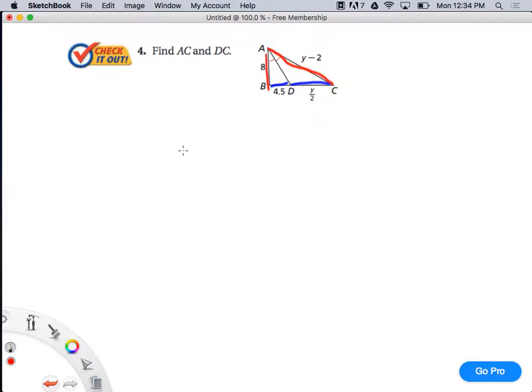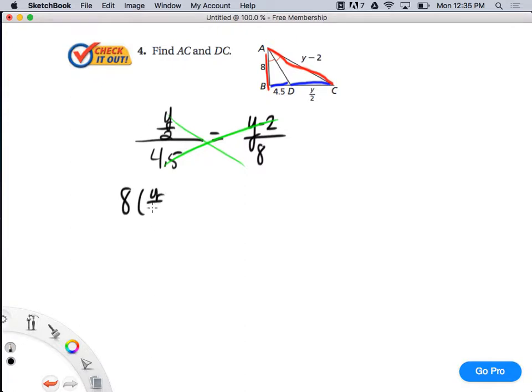Okay. So let's take a look. Y over 2, so blue over 4.5. It's a little weird because there's a fraction there, but you just got to deal with it. Equals red over red. Which one do I put on top? Y minus 2. Good. Y minus 2 over 8. What do I do now? Cross multiply. So I get 8 times y over 2 equals 4.5 times y minus 2.